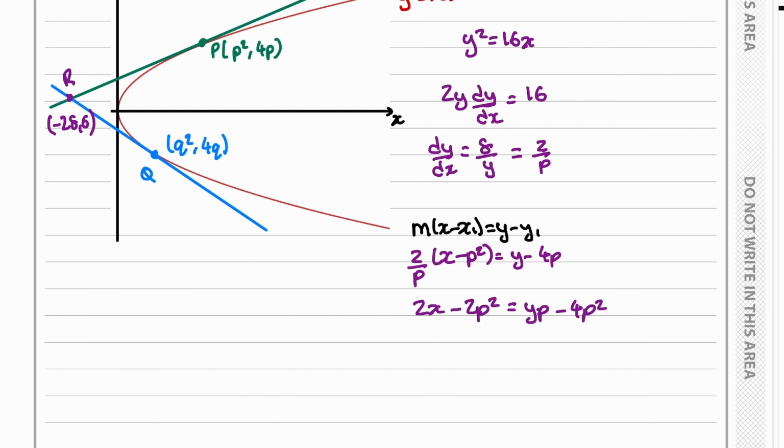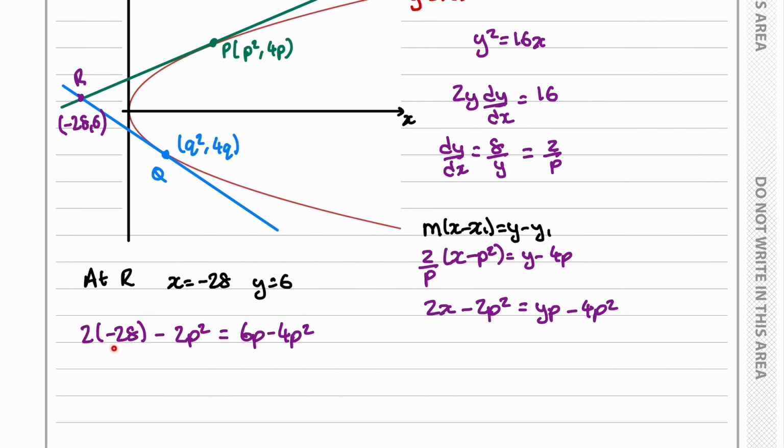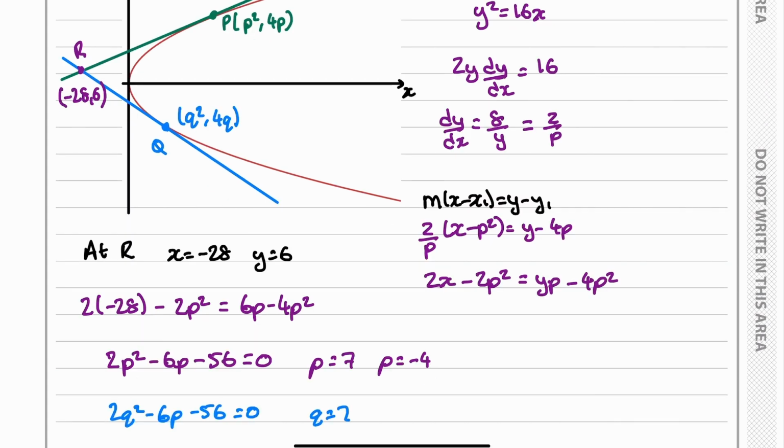At this point, we've been told that the point R lies on this line. So we can substitute in x equals negative 28 and y equals 6. Now we've got this quadratic, which we can make equal 0. And when we solve this, we get p equals 7 and p equals negative 4. If we were to do the same for the tangent through Q, we would get the same equation, but in terms of q. So q would equal 7 and q would equal negative 4.